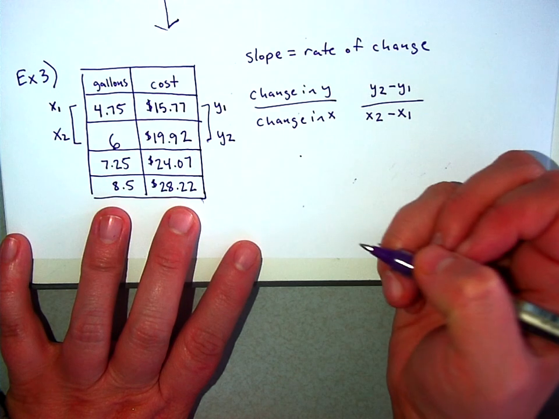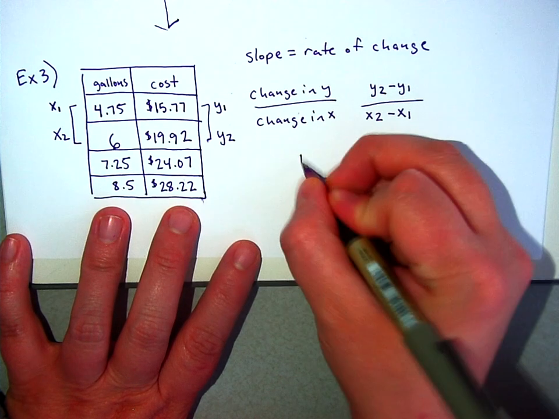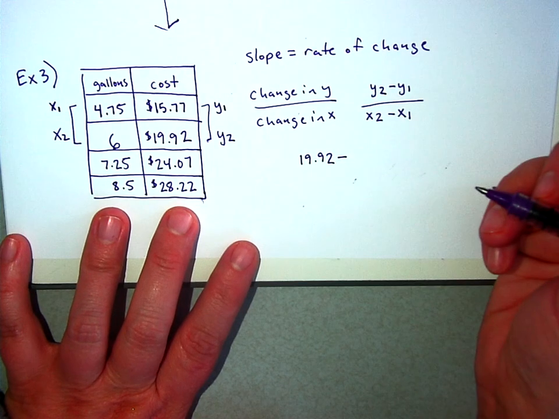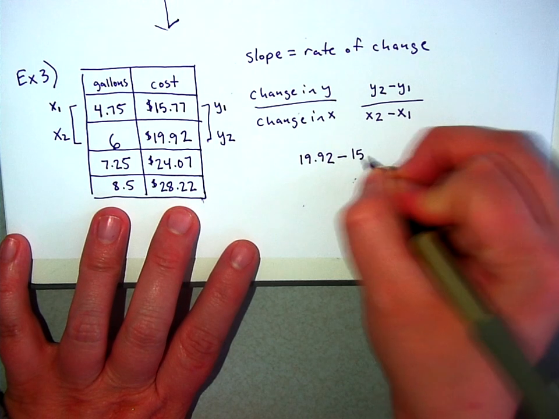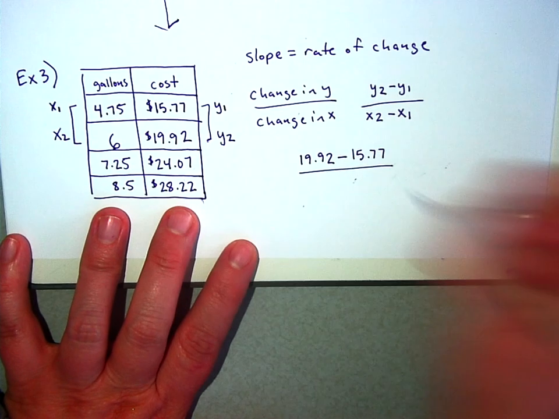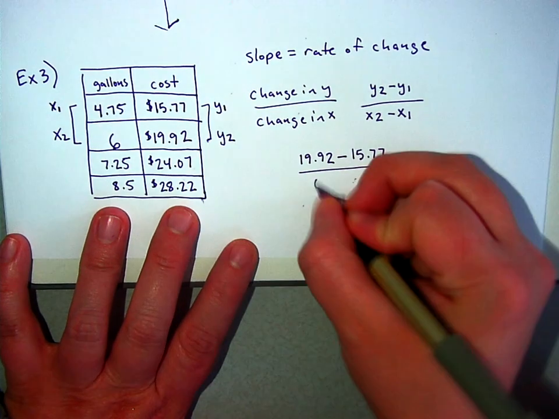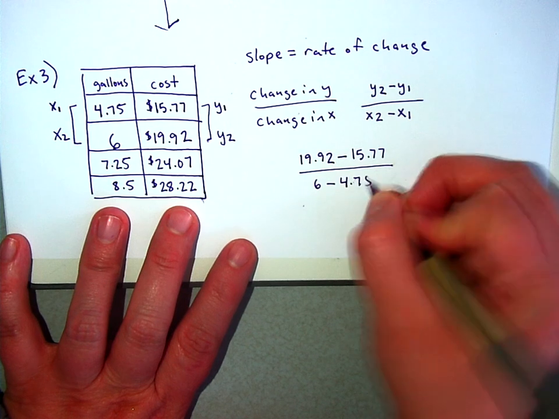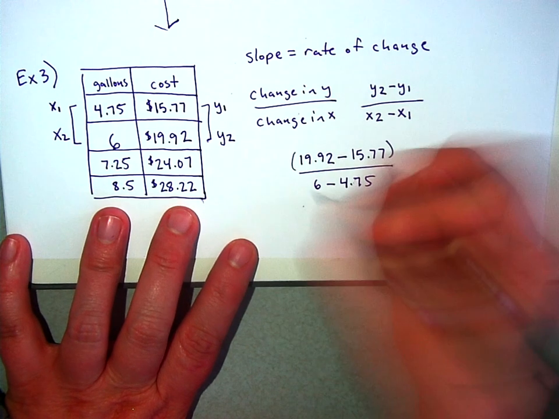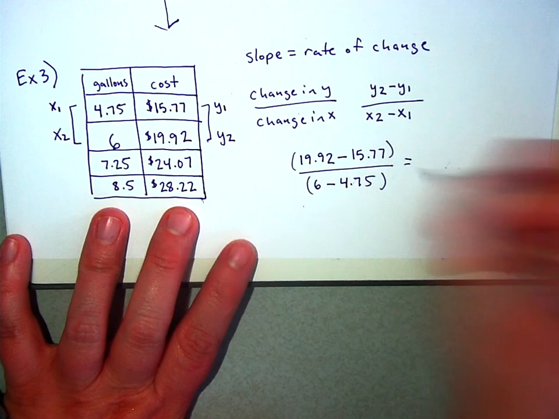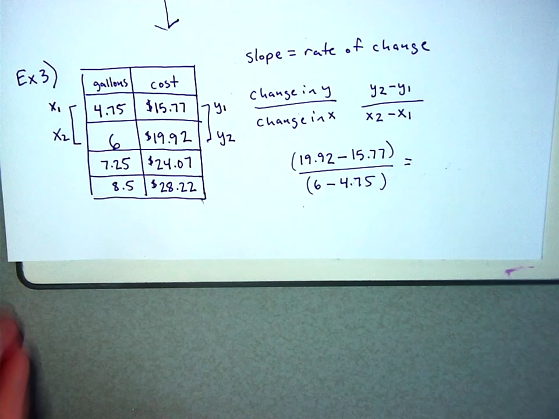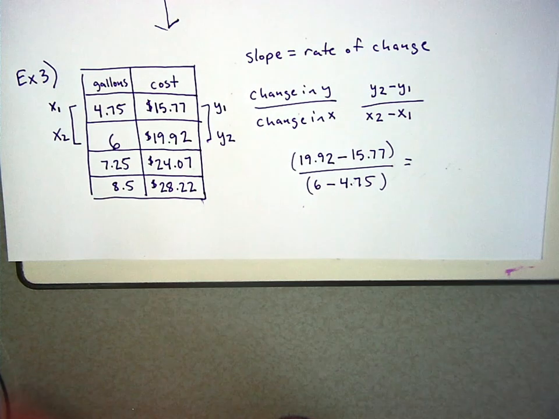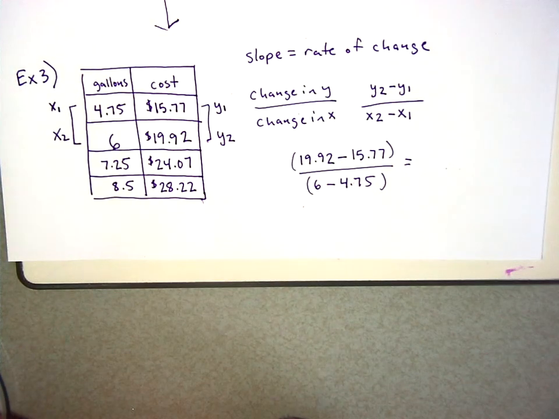What's y2? 19.92 minus 15.77, divided by 6 minus. Nice job. All right. Put those in your calculator, please. If you don't have a calculator, go get one.